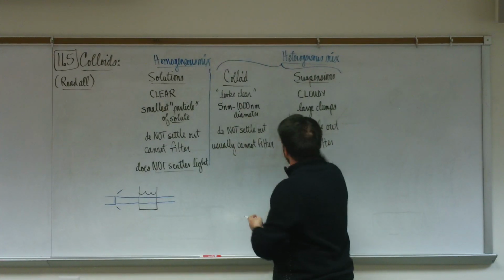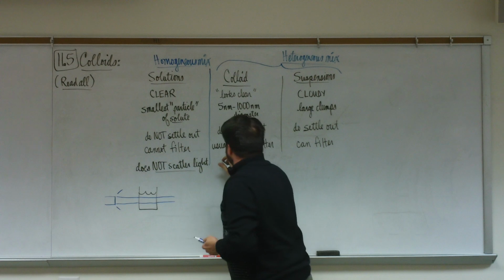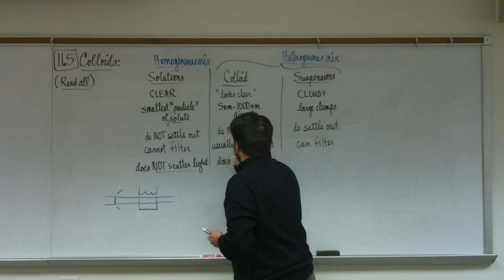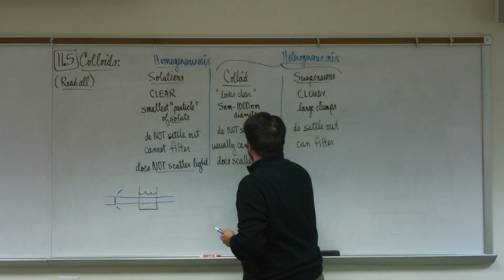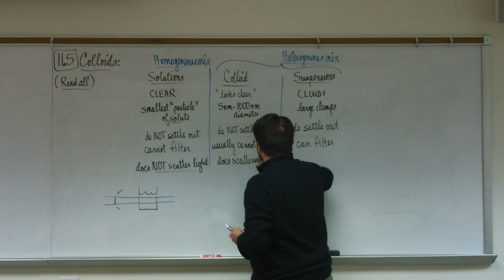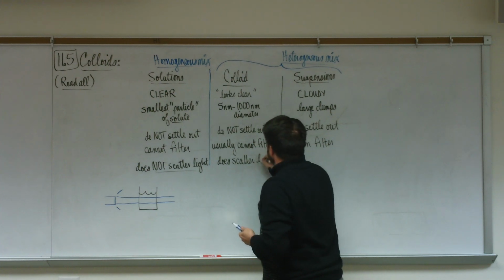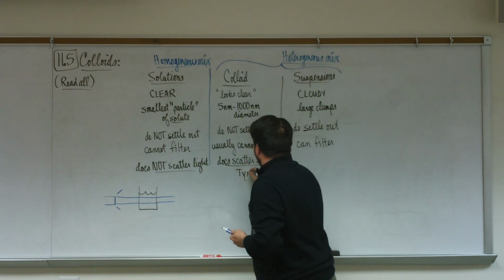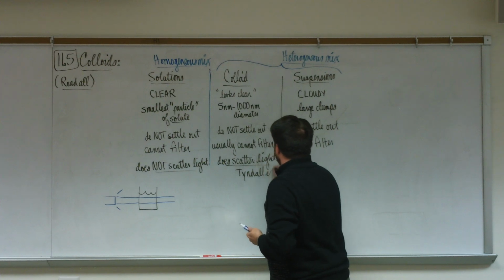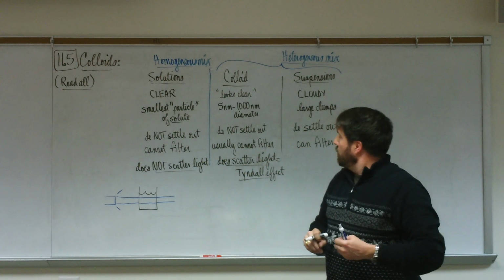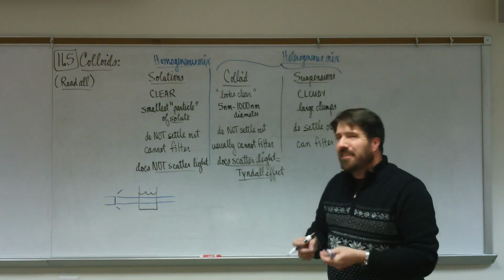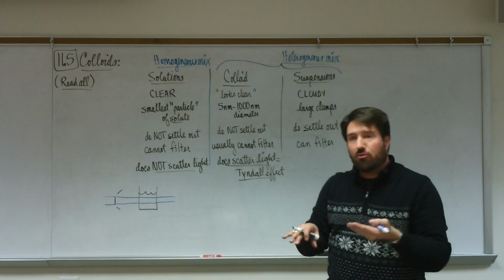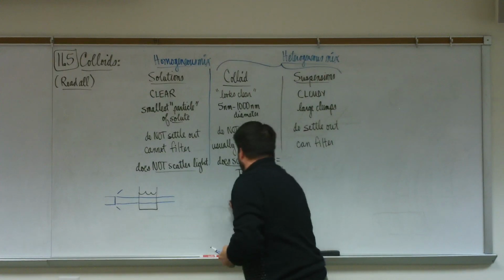A colloid, on the other hand, does scatter light. This scattering of light has a name. It's an effect called the Tyndall effect. The Tyndall effect, which scatters light as light goes through, is the way I can easily tell a colloid from a solution. So here's the difference in the picture then.